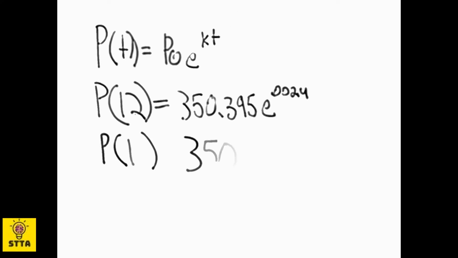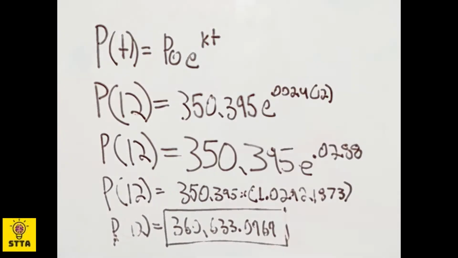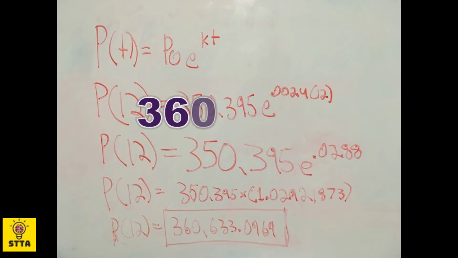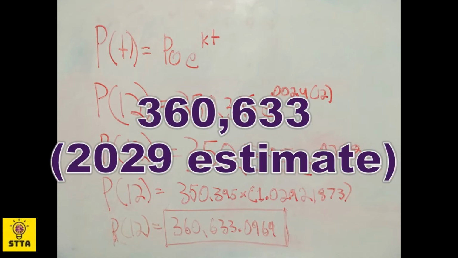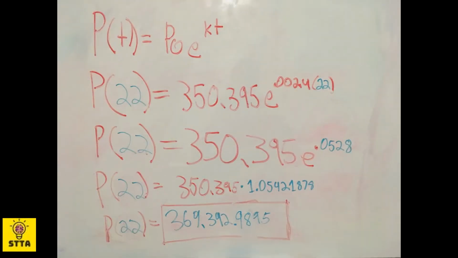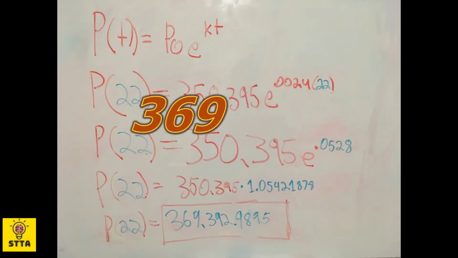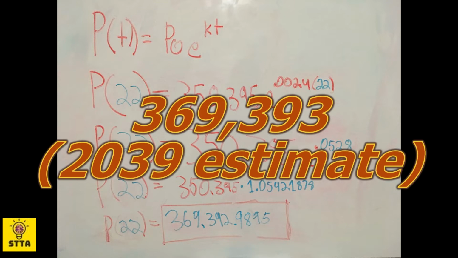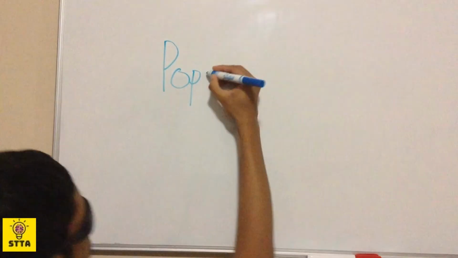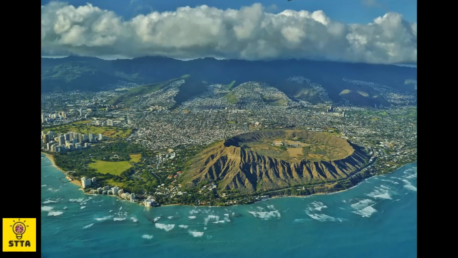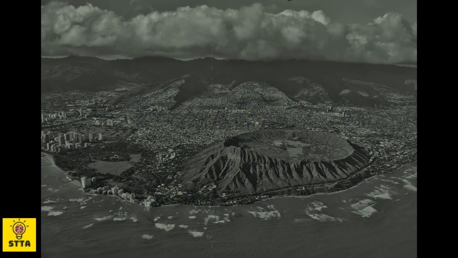Using the same growth rate of 0.24%, it can be determined that the population of Honolulu in 10 years from now would be 360,633, and the population 20 years from now could be 369,393. Next up, we must find the population density of Honolulu as of 2017.